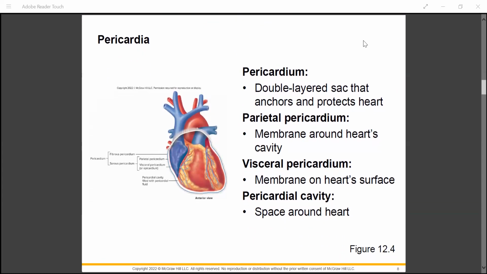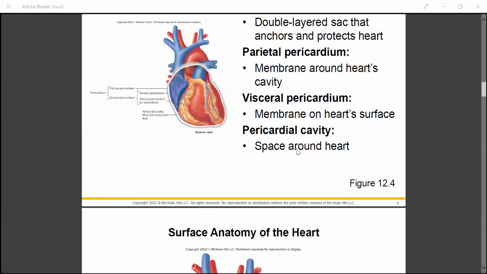Our pericardium is a double-layered sac. It's a serous membrane, so it has those two layers. Remember, the parietal layer is always going to be around the cavity itself, in this case, the pericardial cavity, and our visceral layer is going to be directly against the heart. So the visceral pericardium is directly on the heart surface. Our parietal pericardium is surrounding our pericardial cavity. In between our parietal and visceral layers, we're going to find fluid called pericardial fluid, and that is going to prevent friction and rubbing between our two different layers.